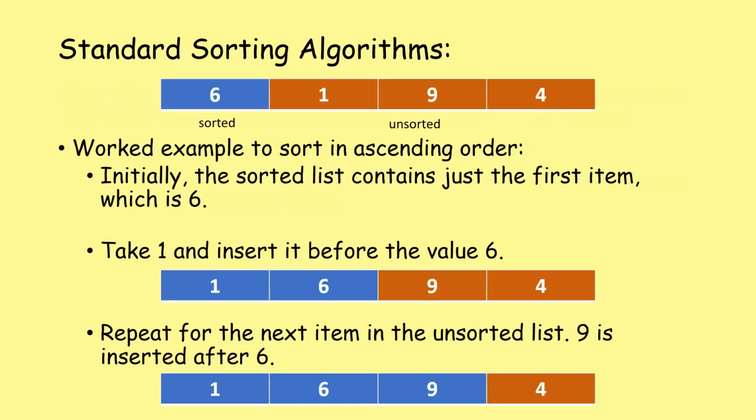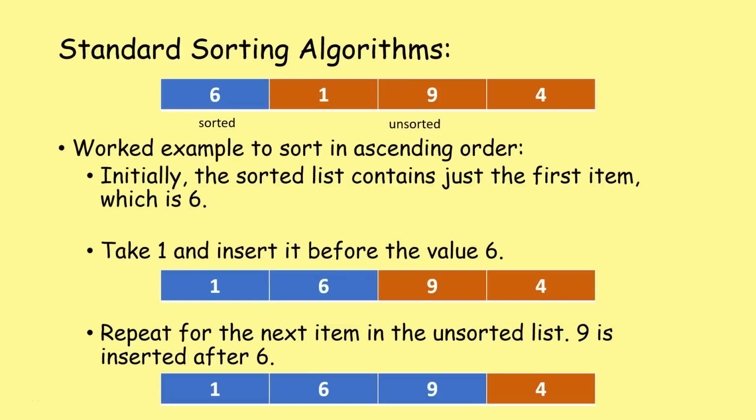So a worked example to sort into ascending order. You can see we've divided it into a sorted and unsorted section. The sorted list just contains the first item, which is 6. 1, 9, and 4 are in the unsorted section. So we take the first item from the unsorted section and we insert it in the right place in the sorted list. Obviously 1 comes before 6.